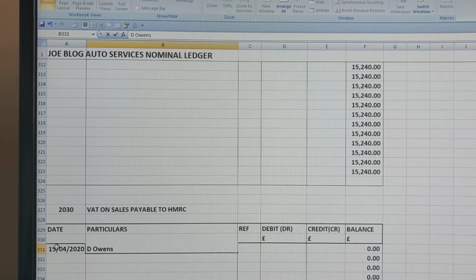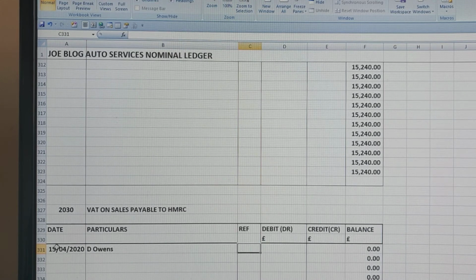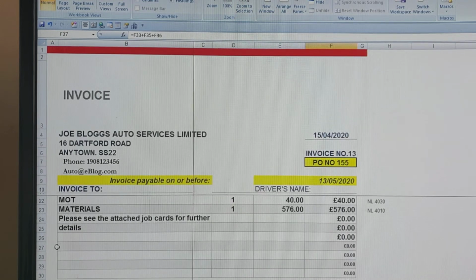DON's invoice ref, invoice 15, and what is that VAT amount? The VAT amount is 134.55.